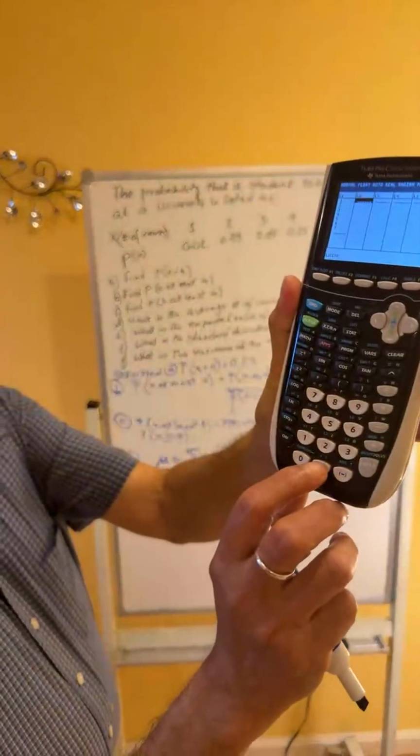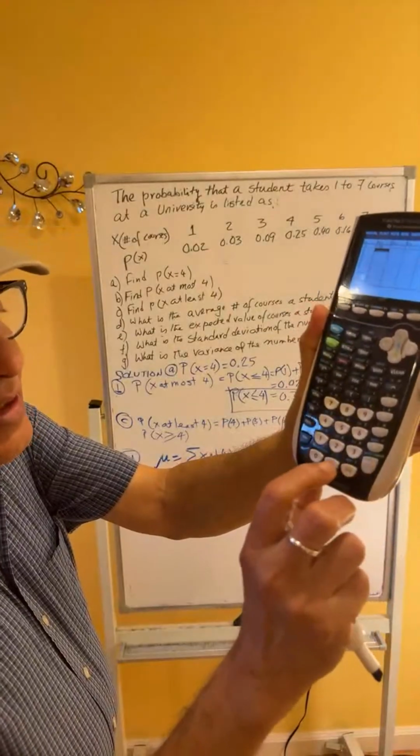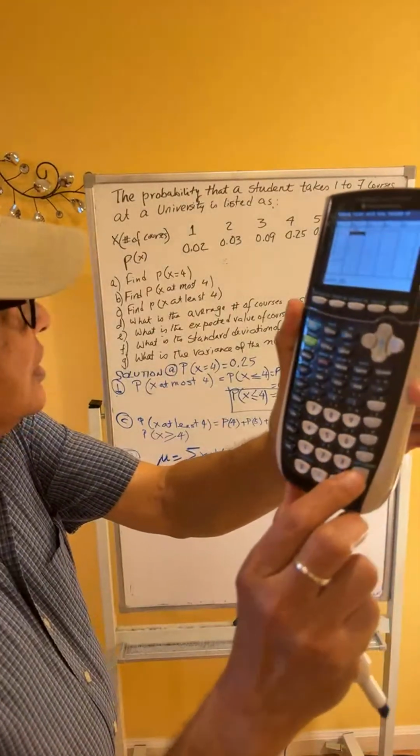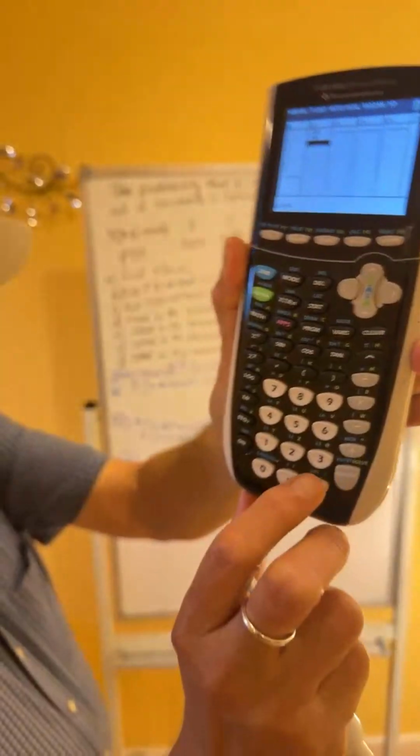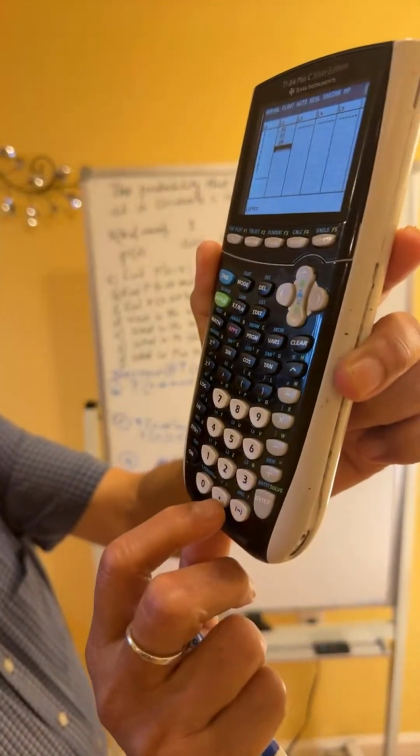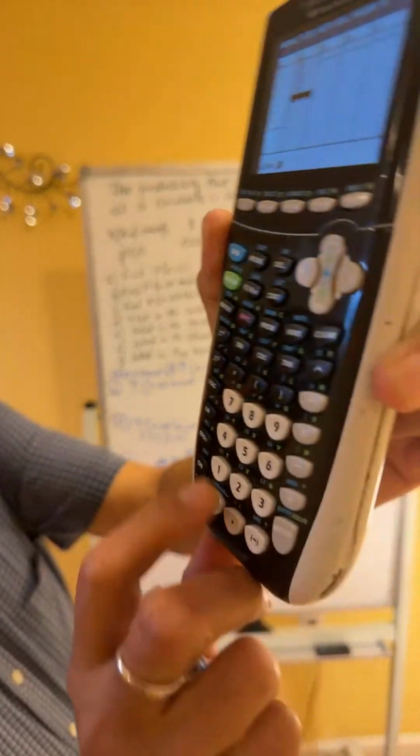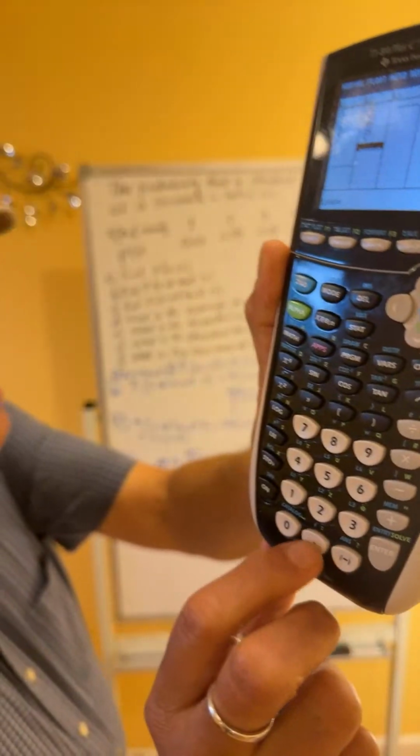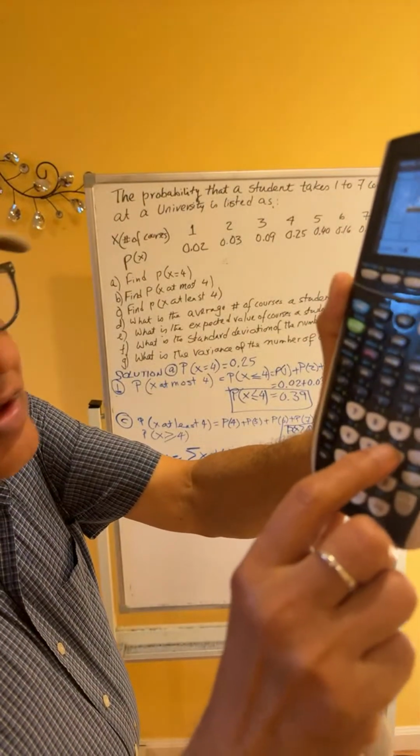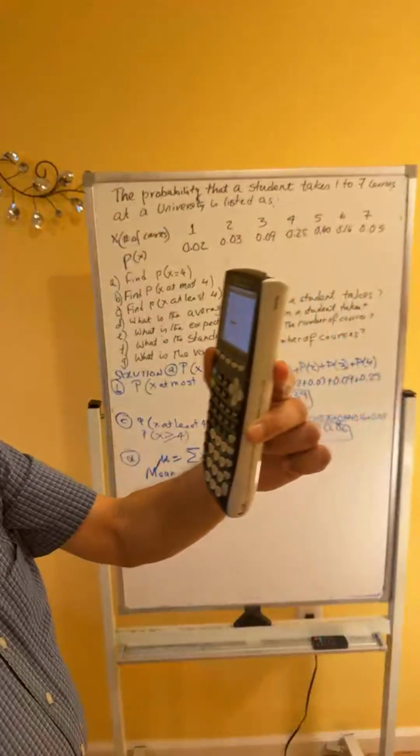So I type each of them and hit enter. 0.02 is the first probability, hit enter. Then 0.03, hit enter. Then 0.09 and hit enter. Then 0.25 and hit enter. 0.4, hit enter. 0.16 and hit enter, and 0.05 and hit enter.